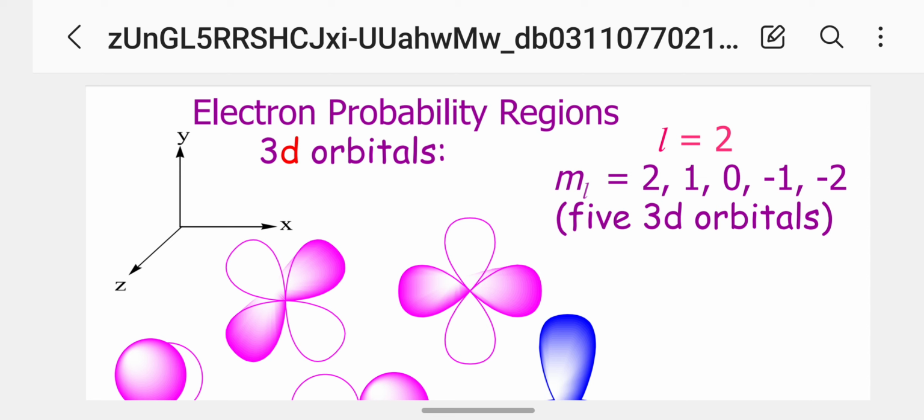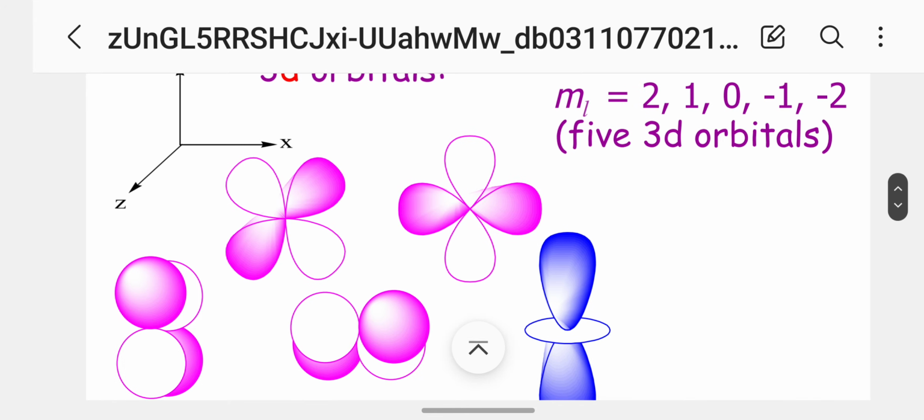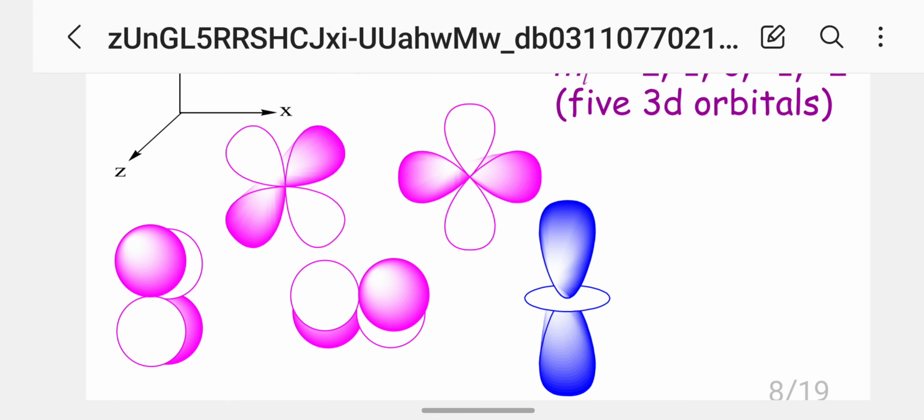We have L equal to 2, which means 2, 1, 0, minus 1, minus 2, and 5 3D orbitals exist in here. Afterwards, there are illustrations. So we have the first illustration. There's one, this one, this one, this one, this one. We have 5 complete illustrations which express 3D 5.